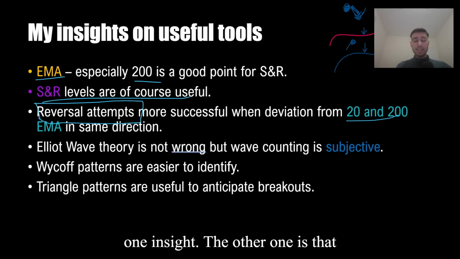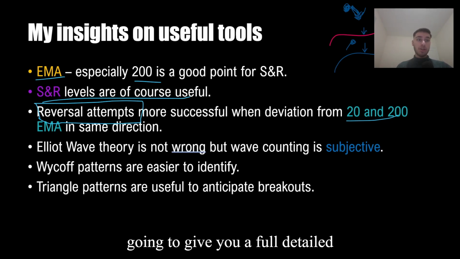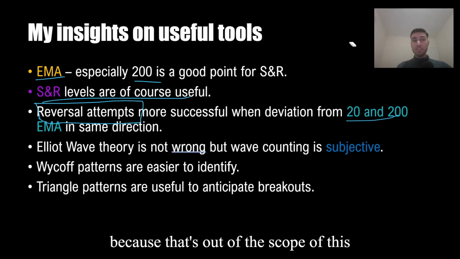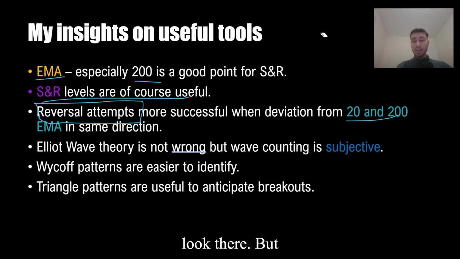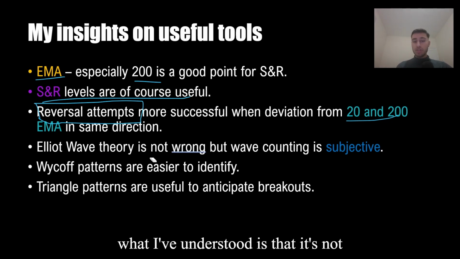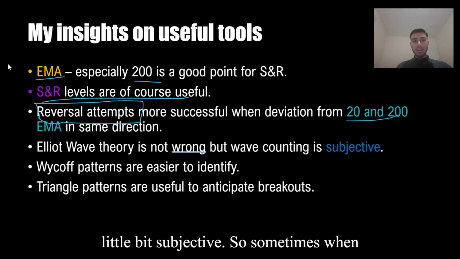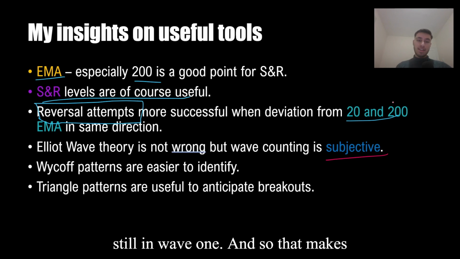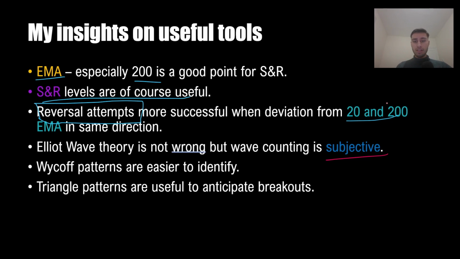So that's one insight. The other one is that Elliott wave theory is not wrong, but wave counting is subjective. I'm not going to give you a full detailed explanation on Elliott wave theory because that's out of the scope of this video, and there are plenty of great videos on Elliott wave theory on YouTube, so do have a look there. But what I've understood is that it's not wrong. I've seen Elliott wave patterns form in real life, but this wave counting I find to be a little bit subjective. Sometimes when I think we are in wave 3, we are still in wave 1. And so that makes me confused and I'm not able to find the best trades.